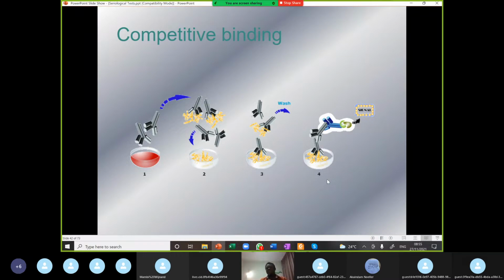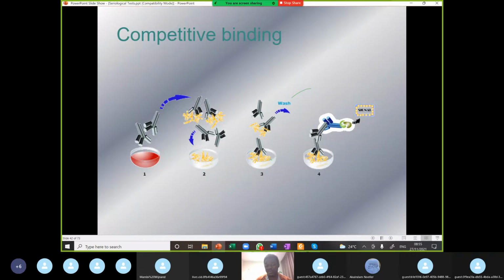So competitive ELISA is a quantitative procedure to determine the concentration of antibody by competitive binding. Again, you must be able to link to me how the color intensity is related to the concentration of antibodies in the patient's sample. You must be able to link that.